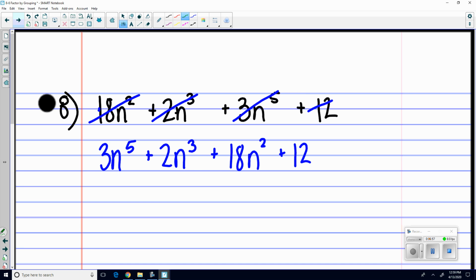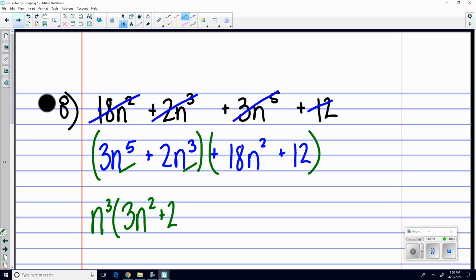All right, let's factor by grouping. So group the binomials, and let's pull out... 3 and 2 don't actually share any factors in common. Their greatest common factor is 1. So we're not going to pull any numbers out, but with n to the 5th and n to the 3rd, I could pull out a whole n to the 3rd and see what I get left. I'd be left with 3n squared plus 2.